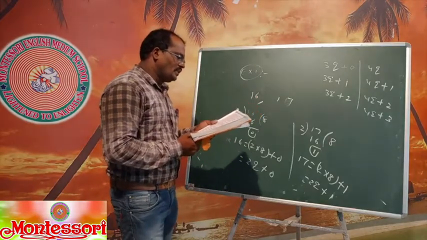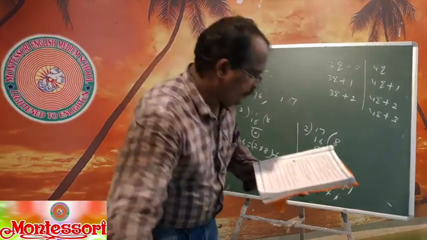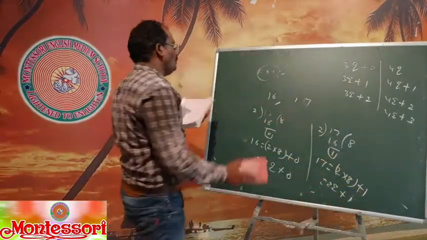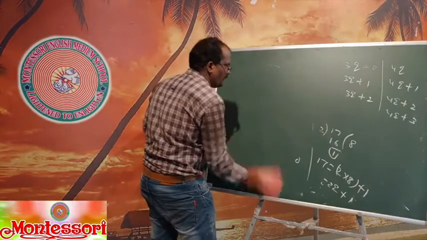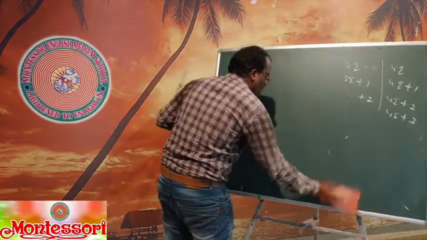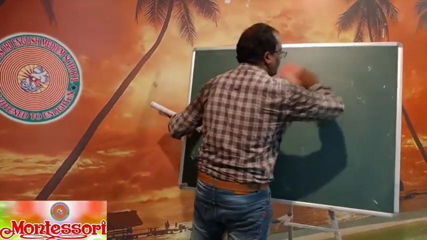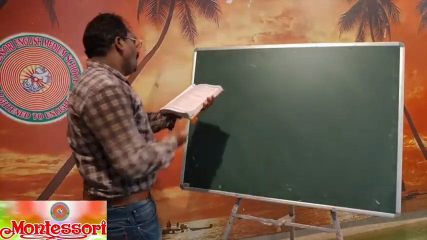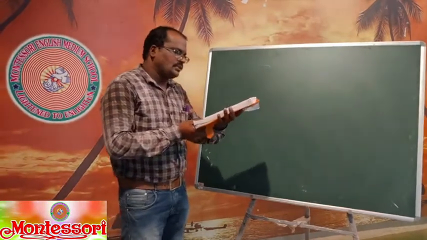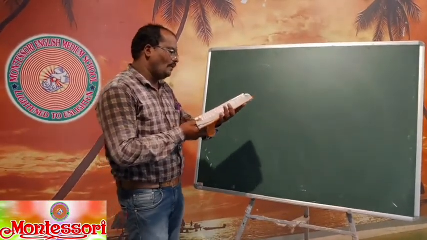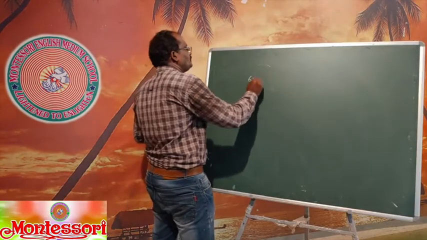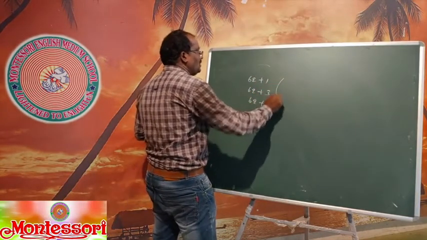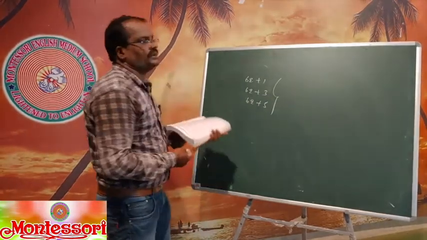Now we come to Exercise 1.1, question number 2. All of you open your textbooks, see the question and read it. What is the question given here? Use Euclid's division lemma to show that any positive integer is of the form 6q plus 1, 6q plus 3, 6q plus 5. These are all positive integers.